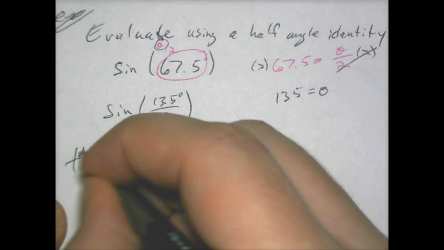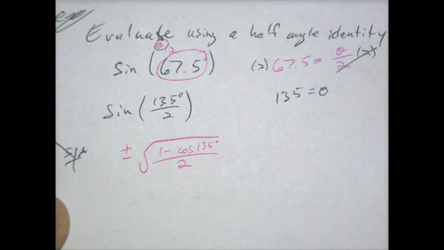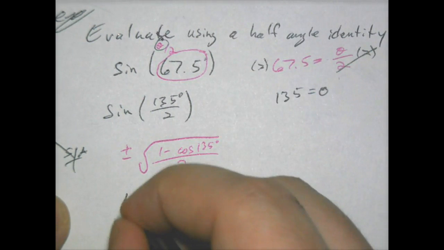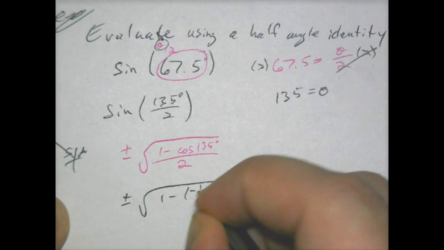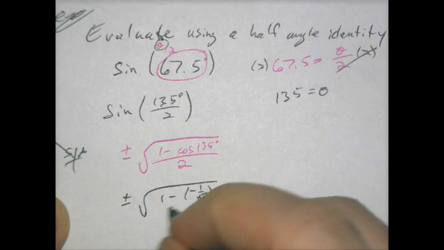Do not forget that 135 degrees is in the second quadrant where cosine is negative. So I have plus or minus 1 minus negative 1 over root 2 because my reference angle is 45.